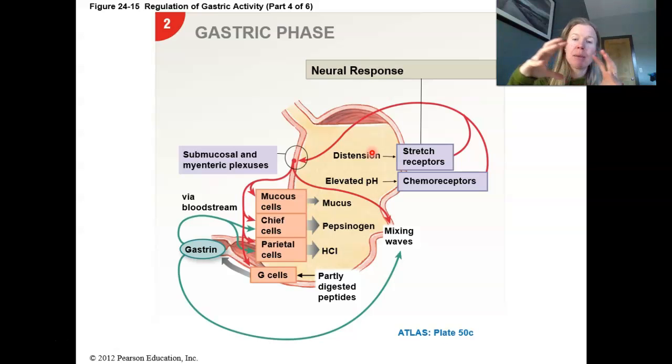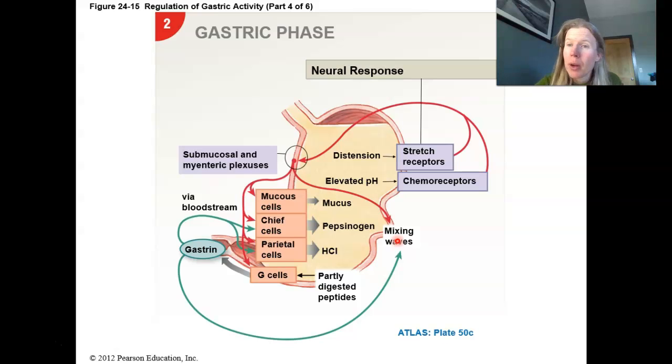So when the food hits the stomach, it is causing distension, stretching, and we have stretch receptors embedded in the wall of the stomach. And so that distension is going to communicate, right? So we see that that's communicating more release of stomach acid and also more churning, mixing of the food.